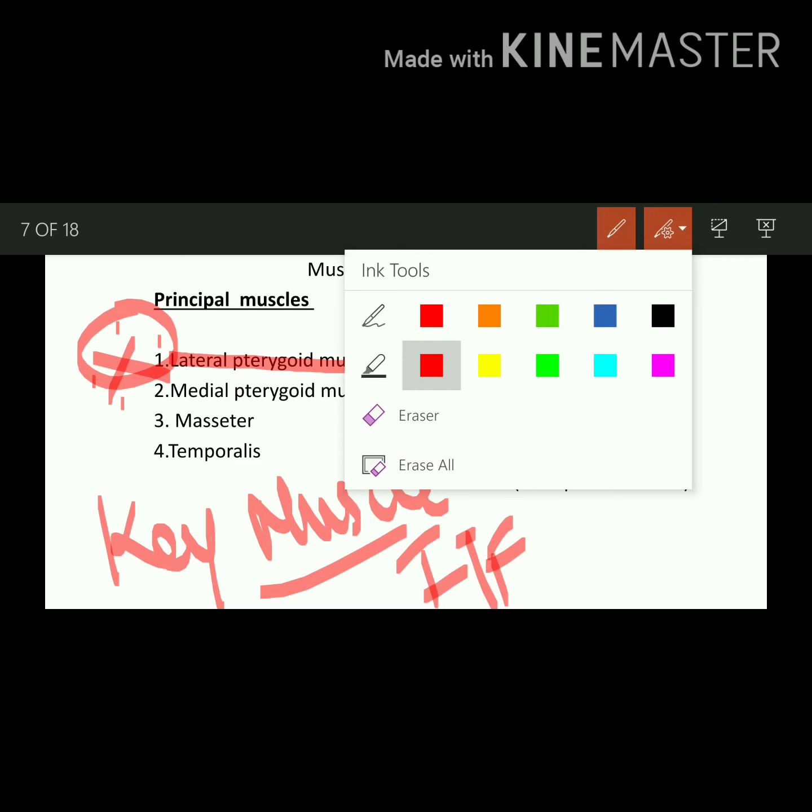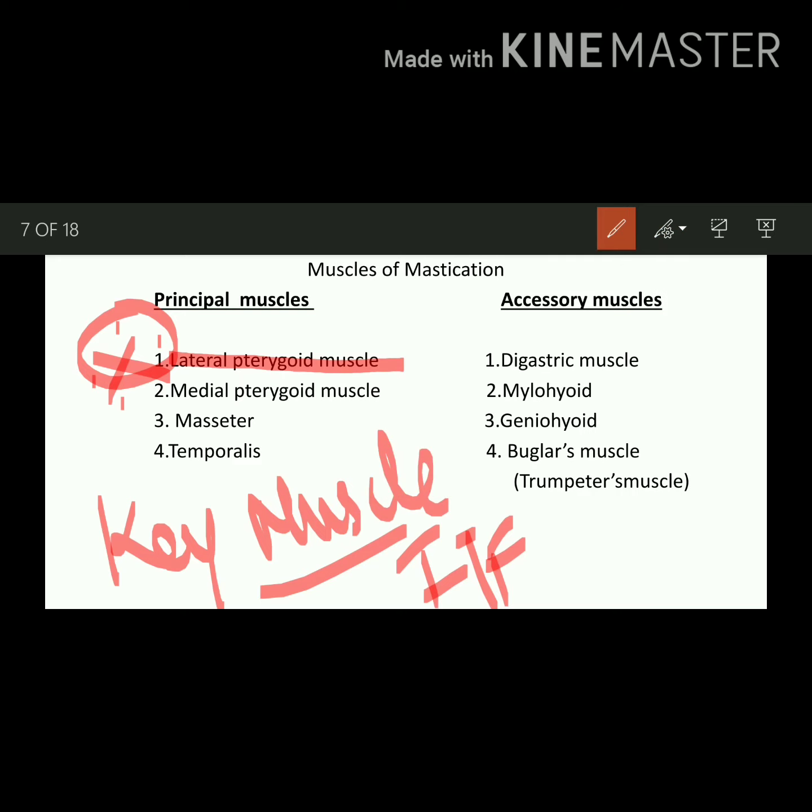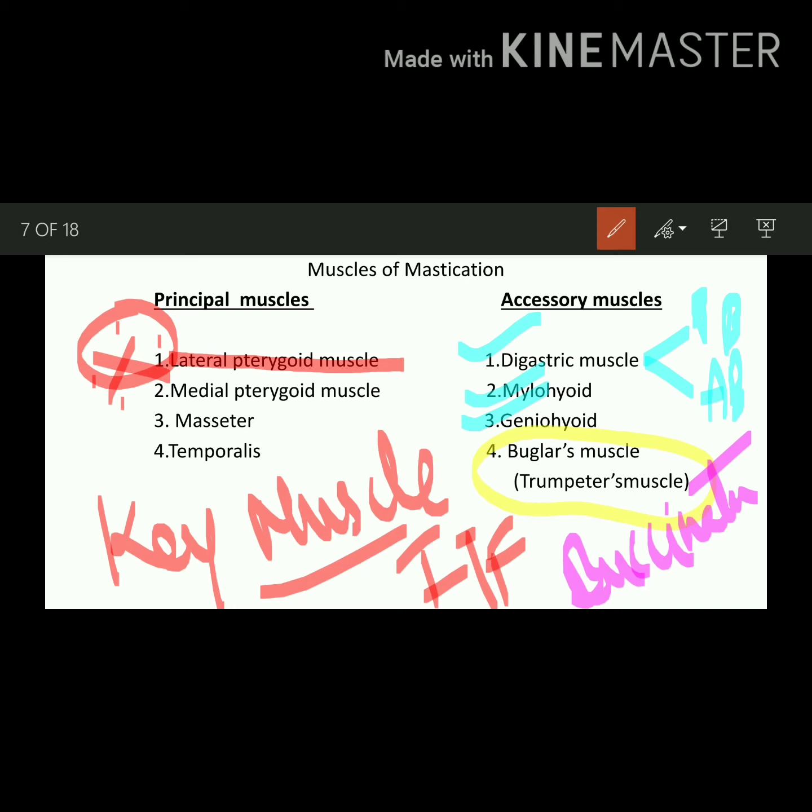Coming here to the accessory muscles that help in mastication. Actually, mastication is a process of eating, right? Digastric muscle: here in digastric we have the posterior belly and the anterior belly of digastric. Mylohyoid, being the oral diaphragm, geniohyoid, and a muscle to note here is the trumpeter's muscle, which is also called buccinator. These are all the muscles of mastication. Principal we have 4 muscles, accessory we have 4 muscles.